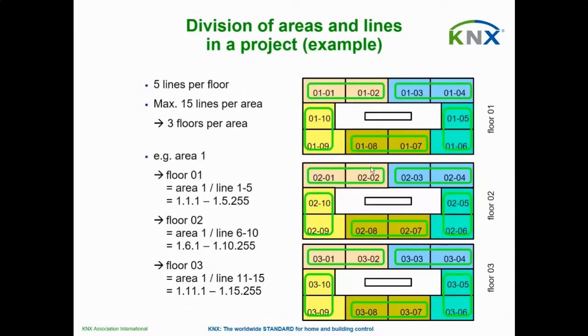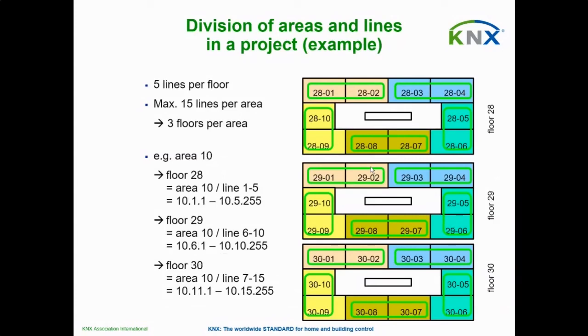So in our structure, we have 5 lines per floor, which gives us 15 lines per area, which means we have 3 floors per area. So for example, area 1 was floor 1, floor 2, and floor 3. Area 2 was floor 4, floor 5, and floor 6. And area 3 was floors 7, 8, and 9. All the way up to area 10, which gave us floors 28, 29, and 30.